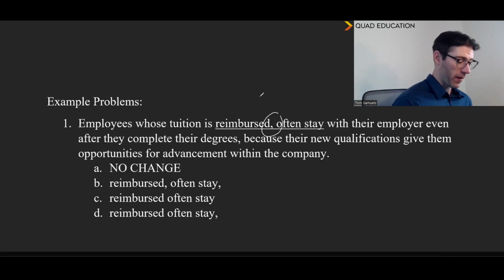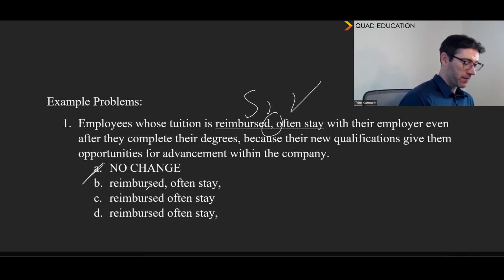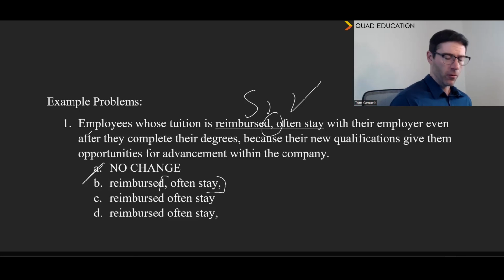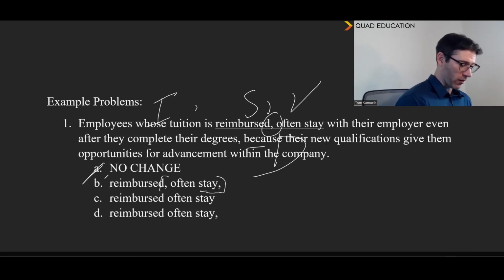And right away, we can tell that this is a subject, comma, verb error. So as I mentioned, we cannot do that. So we do not like that option right there. And then this option right here is giving you often stay as what looks like an appositive. And let's see if we can read without often stay. Employees whose tuition is reimbursed with their employer even after they complete their degrees. No, that's not going to make sense because this is going to have to be our independent clause. We can say this clause here begins with because, so it is dependent. And so we're going to need to have an independent clause to the left of that comma. So taking our verb out is not going to work.